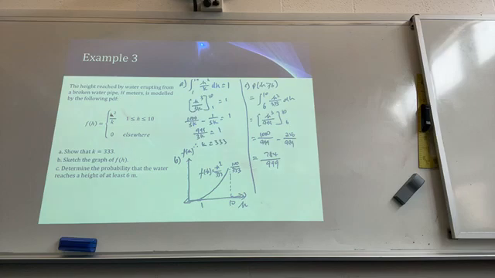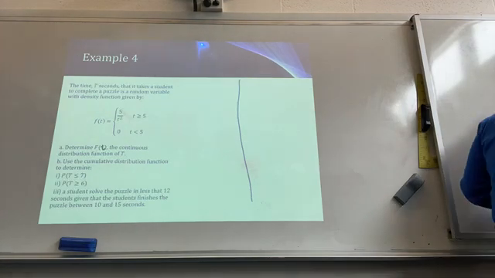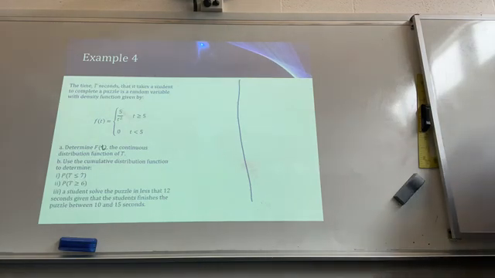Example 4. So you can see the time t seconds, that means it didn't say whether it's discrete or continuous. It has to be continuous because it's time. The question didn't really specify it, but you know that it should be continuous.